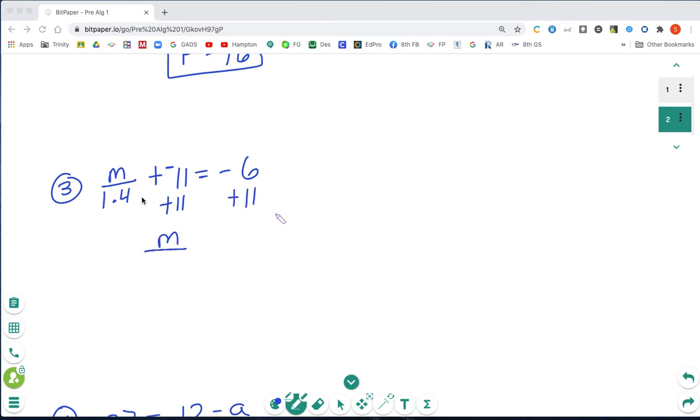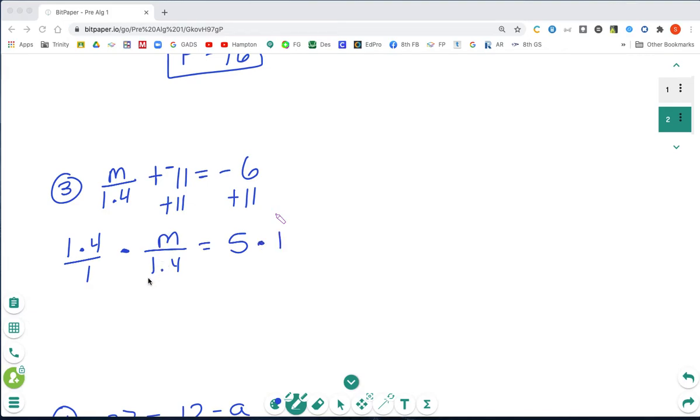M divided by 1.4 is equal to positive 5. I have more positives. How many more do I have? 5. What math operation is the M and the 1.4 doing? Well, the 1.4 is dividing into M. What's the opposite of dividing by 1.4? Multiplying. So we're going to multiply by 1.4 over 1. Has to be a fraction because this is a fraction.